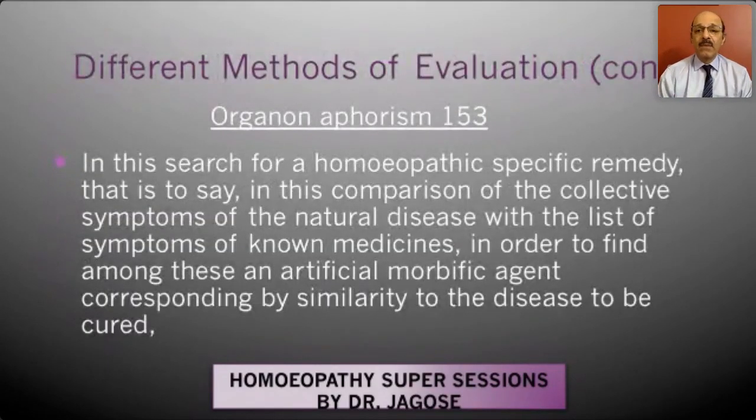So aphorism 153 says, in the search for the homeopathic specific remedy, that is to say, in this comparison of the collective symptoms of the natural disease with the list of symptoms of known medicines, in order to find out among these an artificial homeopathic agent corresponding by similarity to the disease to be cured. So naturally, whatever disease is there to be cured, we are taking the characteristic totality and we are trying to match the totality with the drug disease.